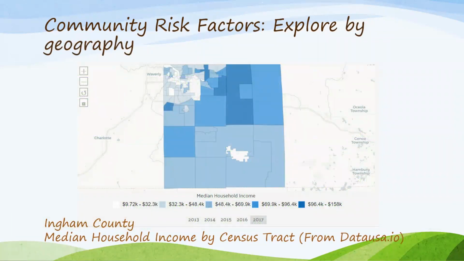This image comes from census data displayed on the platform datausa.io. This website has many additional indicators, some of which can be explored by census tract or demographic variables. This particular image for Ingham County displays median household income by census tract. Through the shading on the map, we can see that there are census tracts with very low income residents and census tracts with very high income residents. This illustrates how important it is to look at how risk factors vary by geographic area within your county to understand where families are facing the greatest risks.